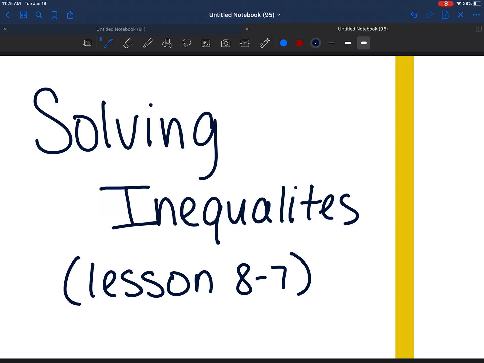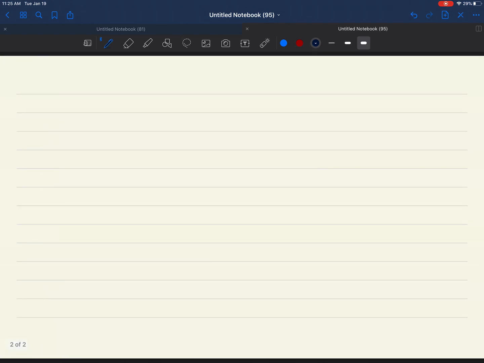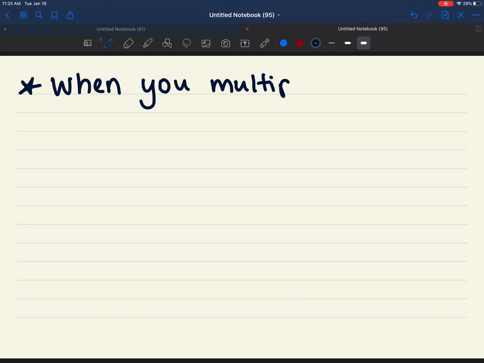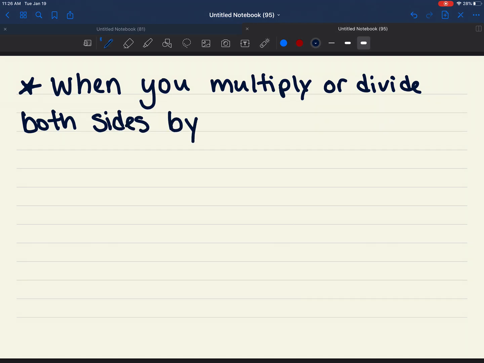There is one special rule that we're going to write down that you need to know. This is something you may want to put on your cheat sheet later, okay? Here is the rule. When you multiply or divide both sides by a negative, you must reverse the inequality. Everyone should be writing this down.